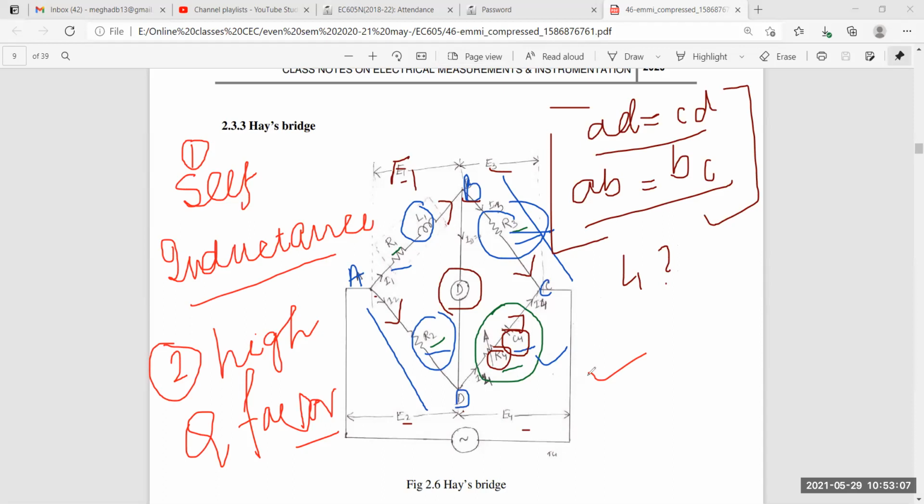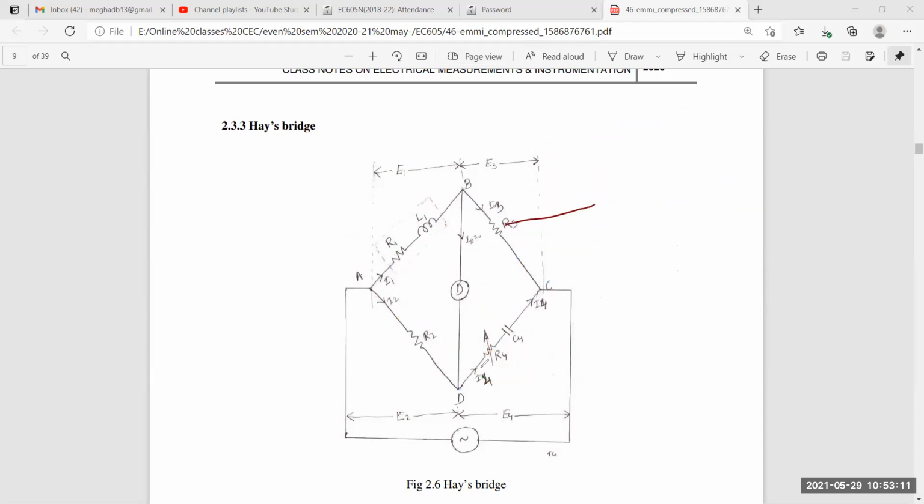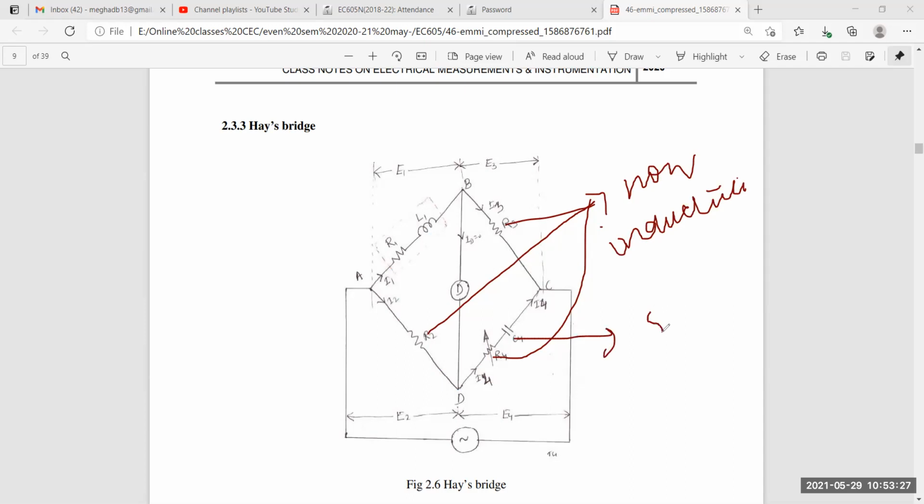So L1 I need to know, which is having the resistance R1. R2, R3, and R4 are the non-inductive resistances, and C4 is the standard capacitor. It is not variable, keep in your mind, standard capacitor. I'm not writing the full thing.